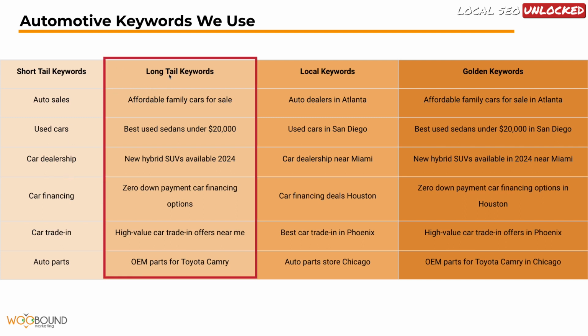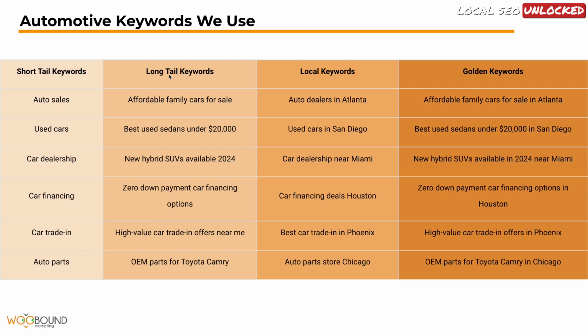Then we go into long tail keywords. Long tail are going to be keywords that are much longer, hence the long, right? These are going to be multi-word searches like affordable family cars for sale, best used sedans under 20,000. This keyword actually performs really well among other ones that I'm going to show you later. New hybrid SUVs available 2024. So this is where we're starting to get into people that have committed to buy a car in the next 2 months, in the next 3 months, and they're doing research on very specific vehicles. They may not be ready to convert right away, but we're getting there, right? So these are the long tail keywords.